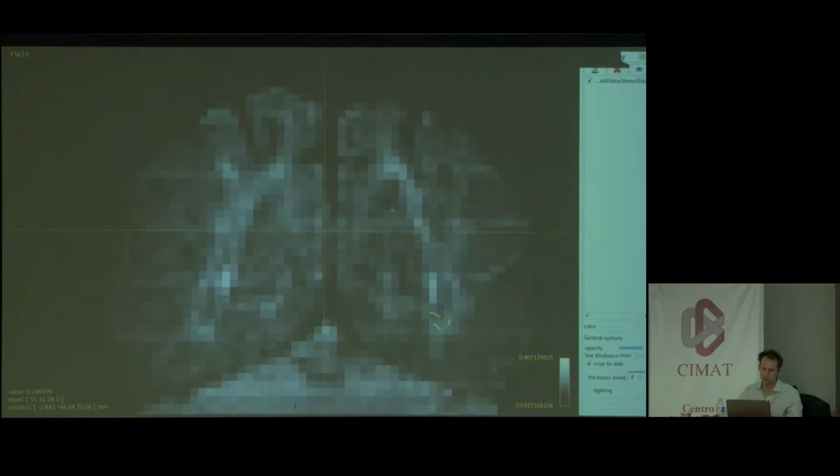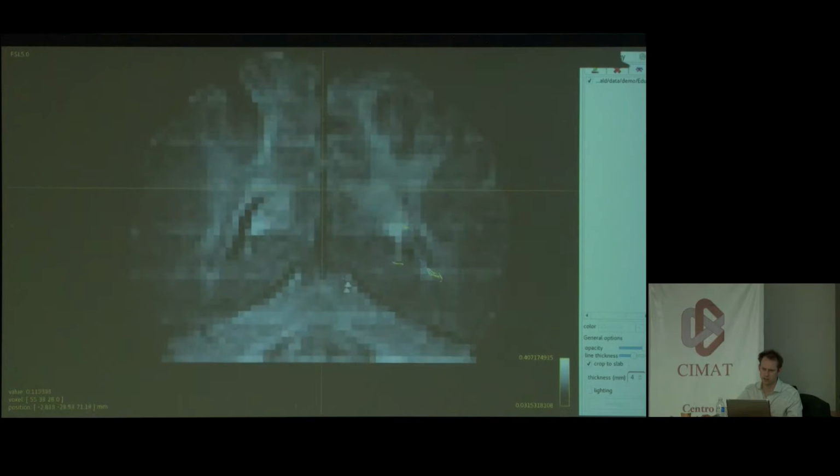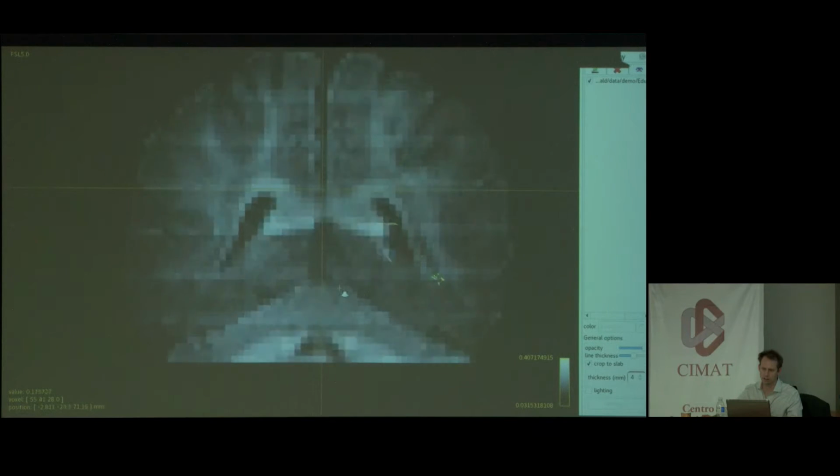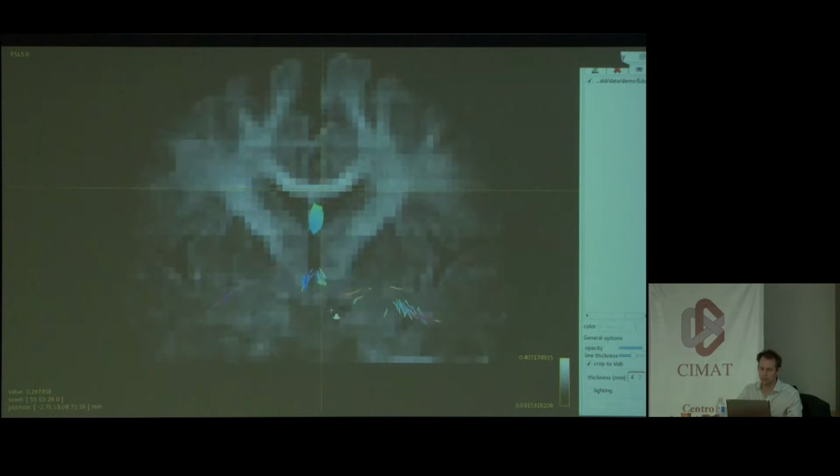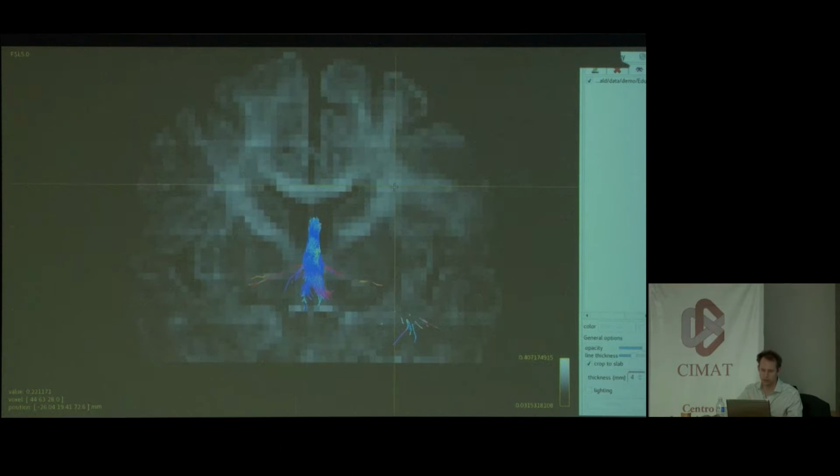I think that's the recon. Anyway, doesn't matter. Does anybody else want to try some of the different tracks while we're at it?